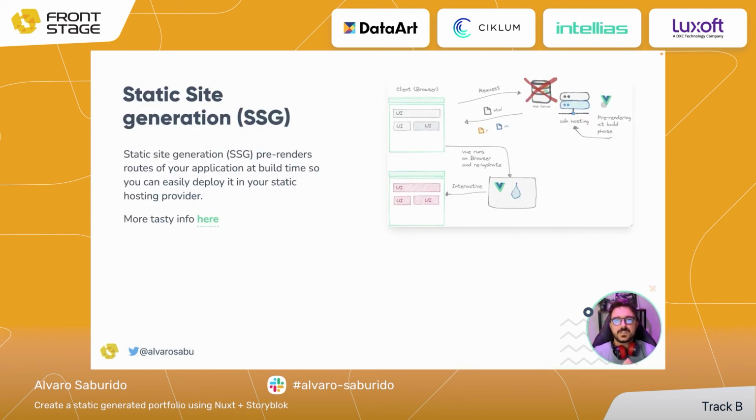Okay, let's jump now to the last part of this presentation, which is going to be how to deploy it and use it with static site generation. So I know that front-end development is full of fancy acronyms, and one of those is SSG, because it's a kind of rendering mode that allows you to pre-render everything at build time.